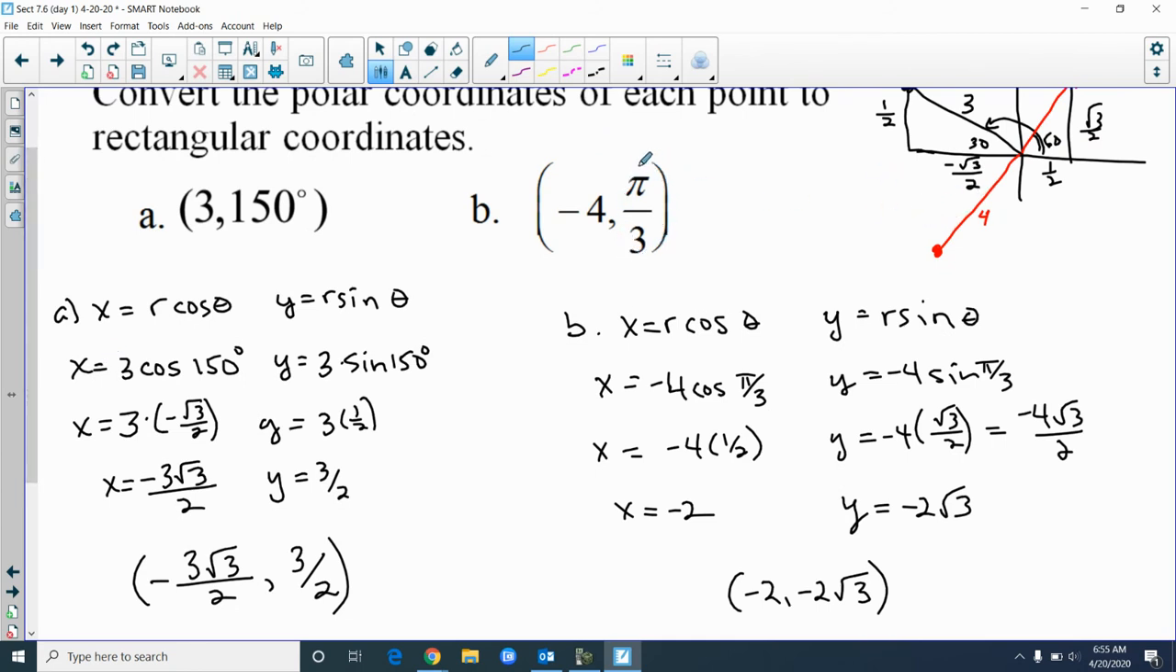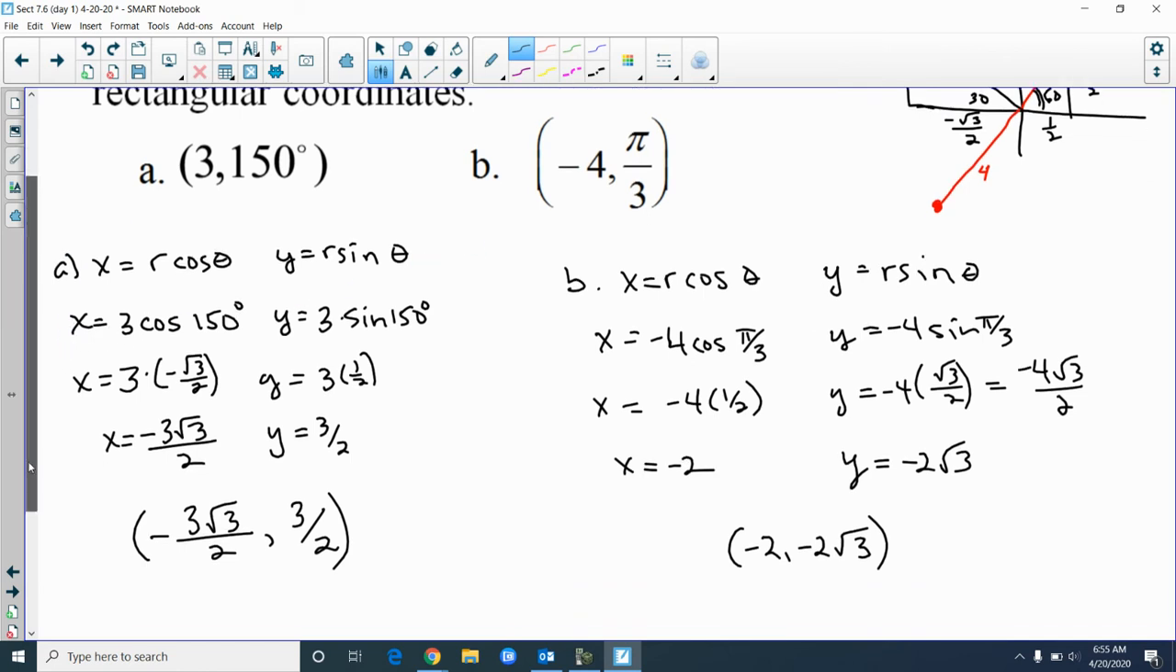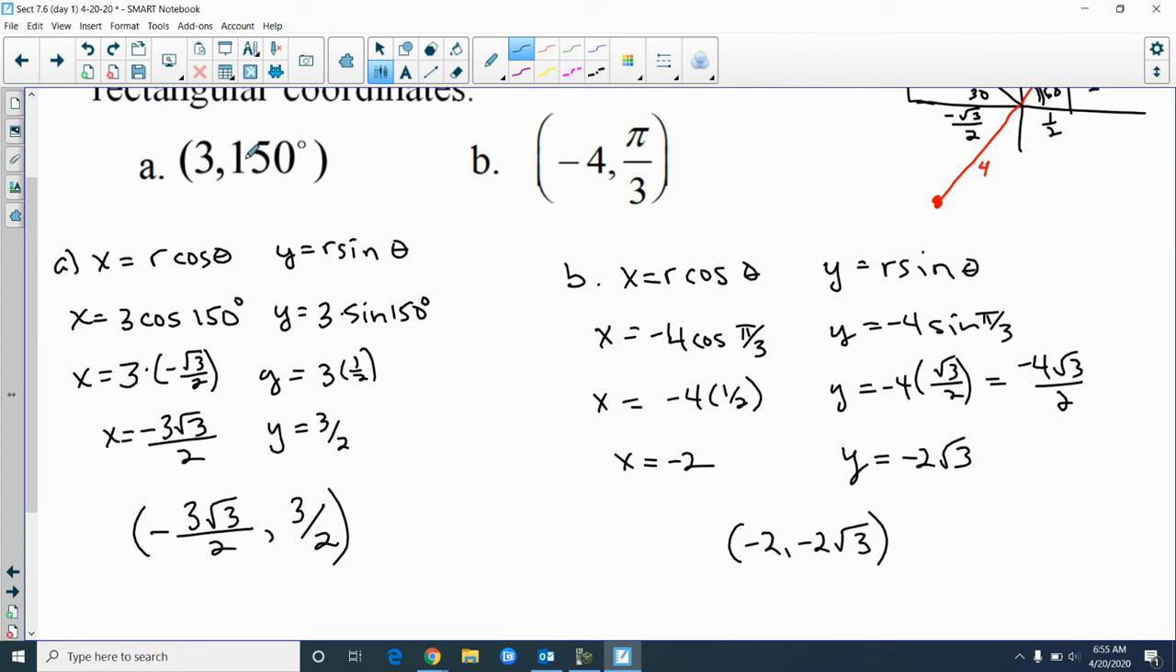Still use whatever angle they gave us. They gave me pi over 3. I take the cosine of pi over 3. I take the sine of pi over 3. And then I use the r as my negative. Okay, so you get negative 2, negative 2 square root of 3 for your final answer. So that's converting from polar to rectangular.